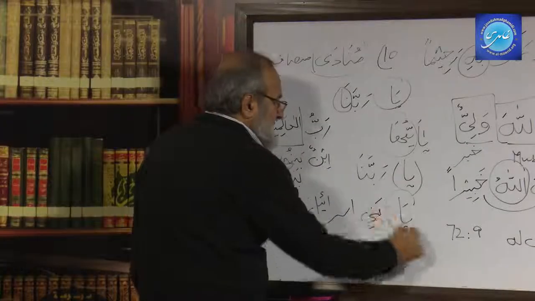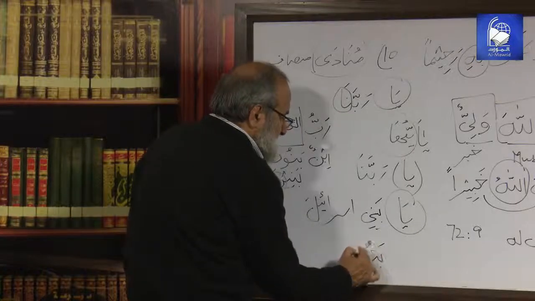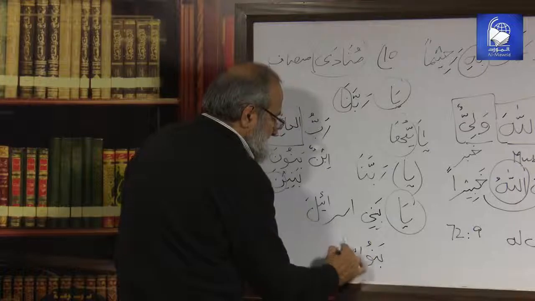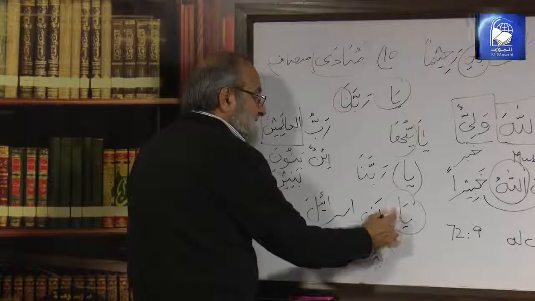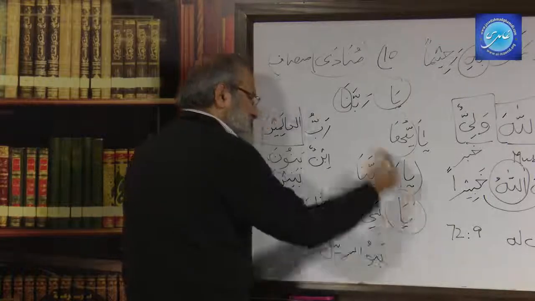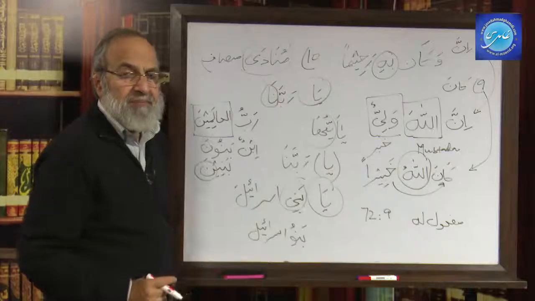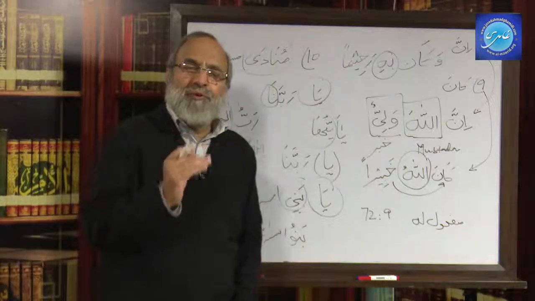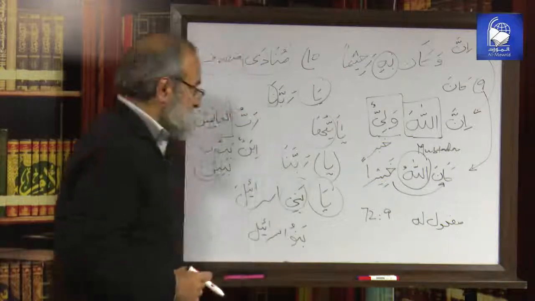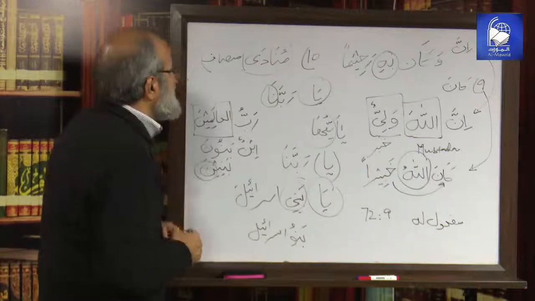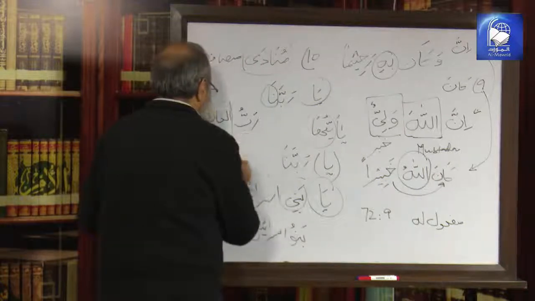Had there been no ya, it would have been, in most cases, Banu Israel. But now that we have a ya, which is the nida, which is calling, the muzaf, Bani, will now be in the form of nasab. So you know that Banina is both nasab and jar. So that is the 10th reason why a noun would be in the form of nasab.